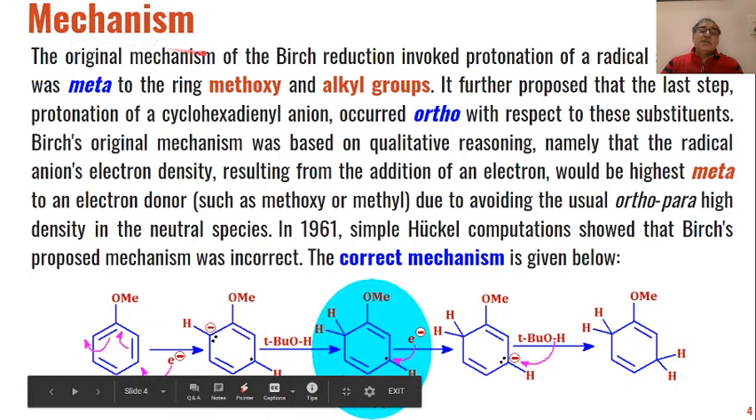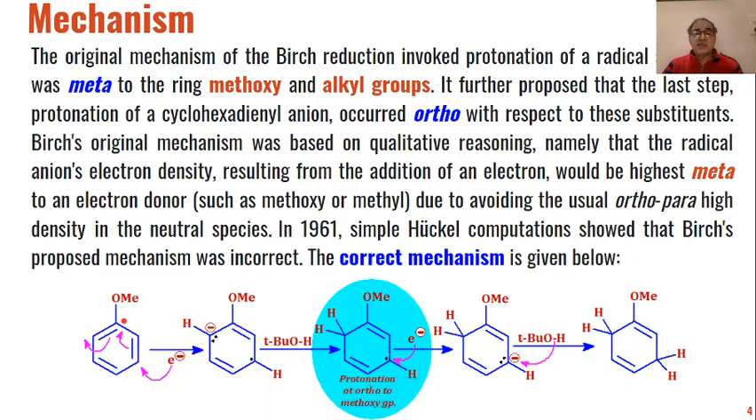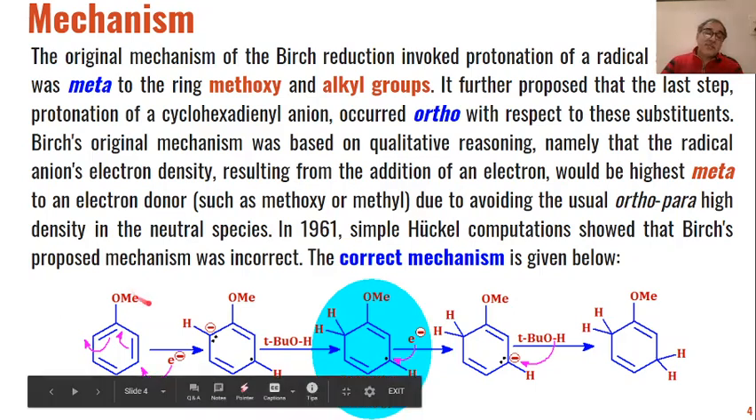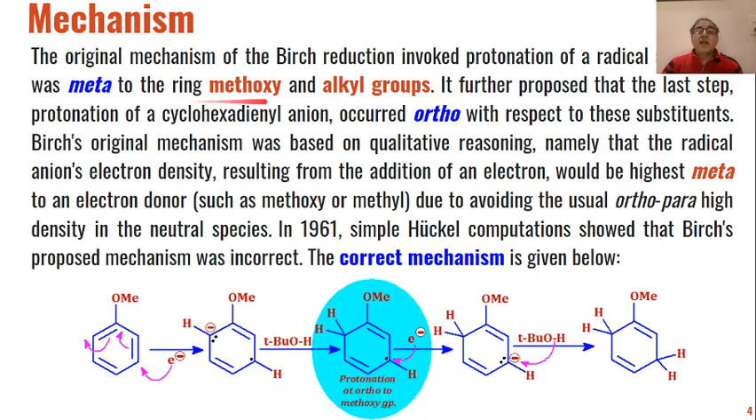Now further, the mechanism was elaborated for substituted aromatic systems, whether electron releasing groups are attached to the aromatic system, or electron withdrawing groups are attached to the aromatic system. Now first, the mechanism when we are having an electron releasing group attached to the aromatic system, and that electron releasing group may be methoxy or some alkyl group like methyl, ethyl, butyl and so on.